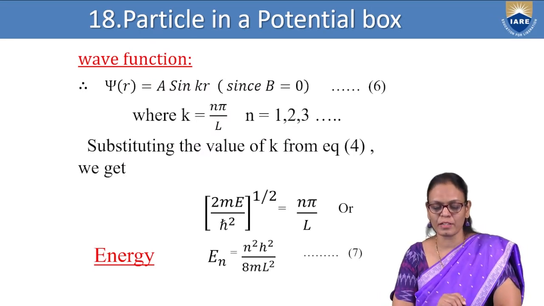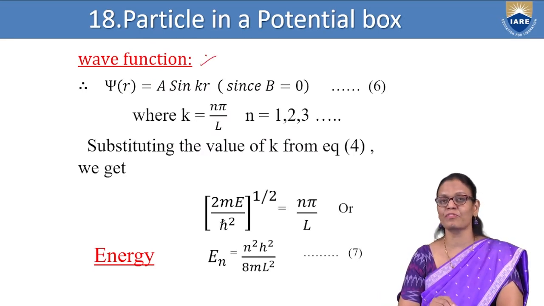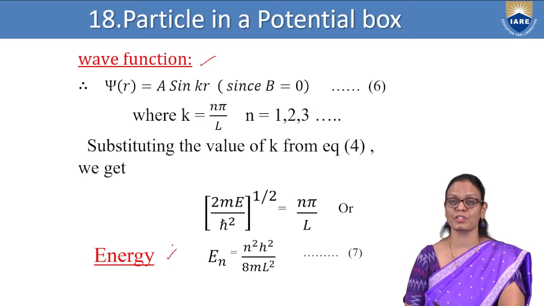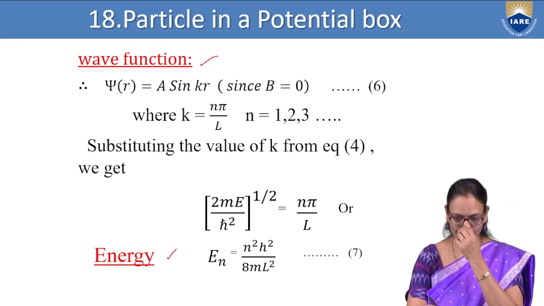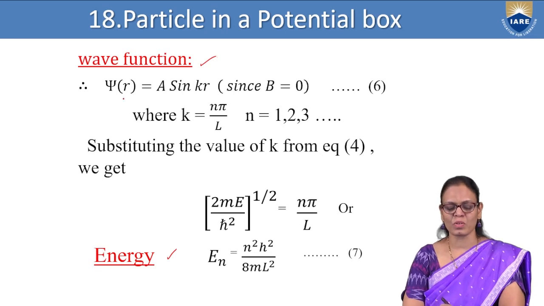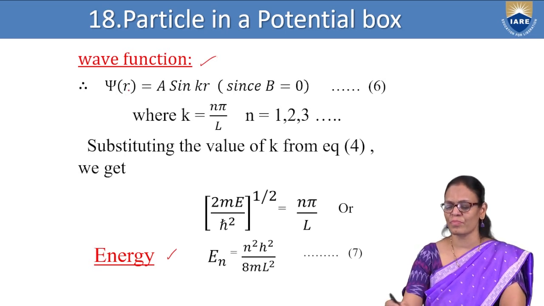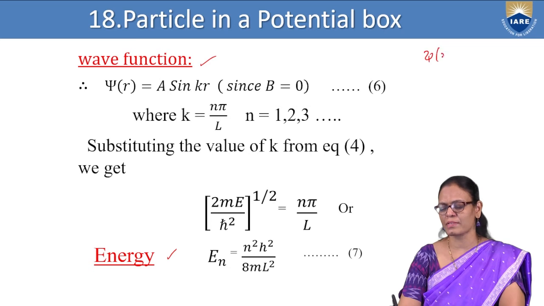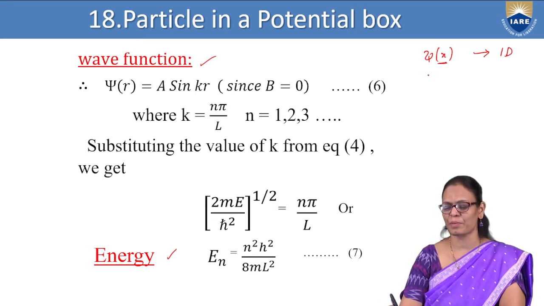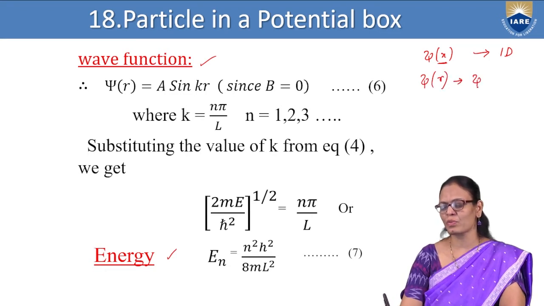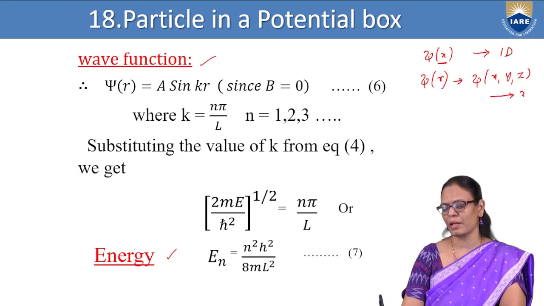Now for the particle in a box, we have to give the expression for the wave function as well as the energy. So the wave function in 3 dimensions is always given by psi of r. When I say psi of x, it is always in one dimension, meaning I'm talking with respect to only one axis. But when I say psi of r, it is with respect to all three axes, x, y and z. So this is 3 dimensions.